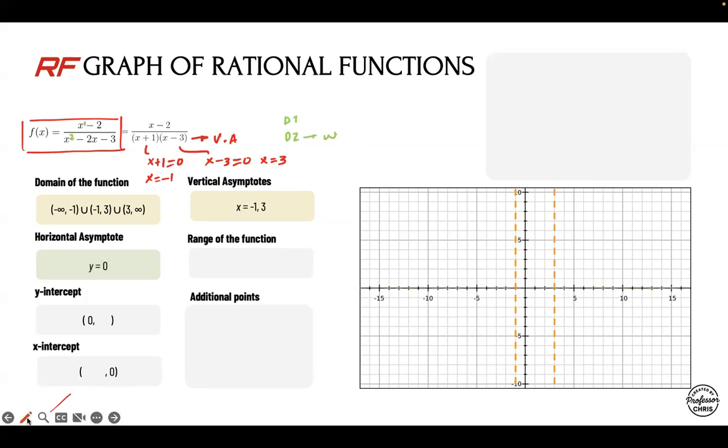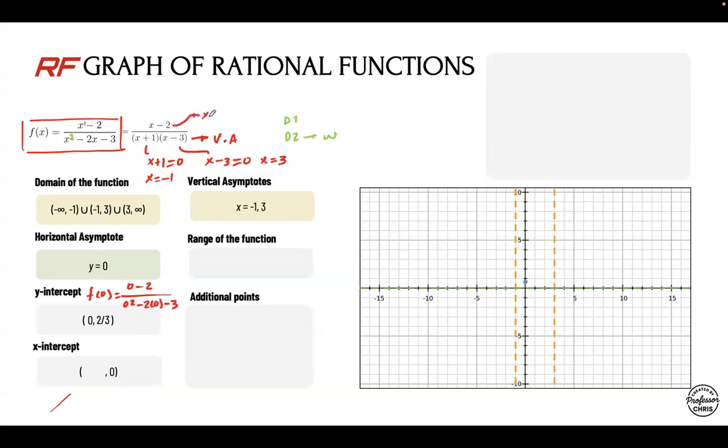The y-intercept is pretty much evaluating your function at 0. You're doing f of 0. Every x will turn into a 0, so you end up with 0 minus 2 divided by 0 squared minus 2 times 0 minus 3. At the end, you get minus 2 over minus 3, that's 2/3. The x-intercept is based on what you have in the numerator.